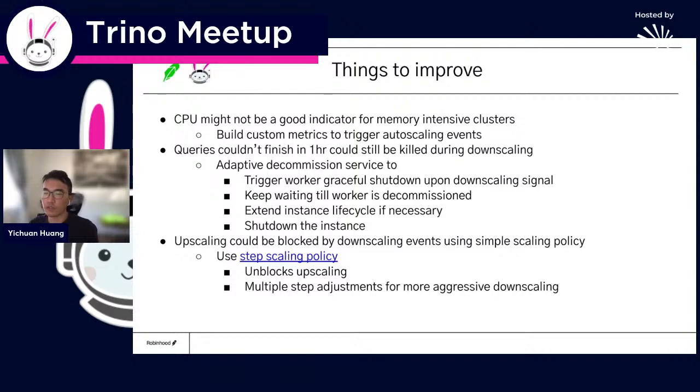For example, previously we only did downscaling when the usage was below 30%. Now we can say if it's below 50%, we downscale say 10% of the nodes, and if it goes further down to 40%, then we bring down another 20% of the instances, etc.